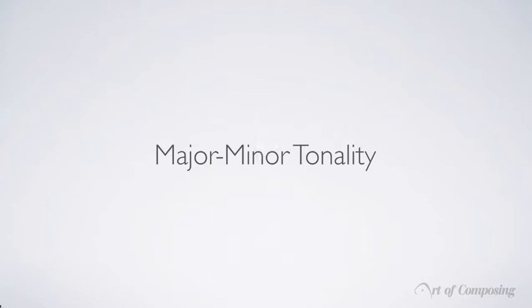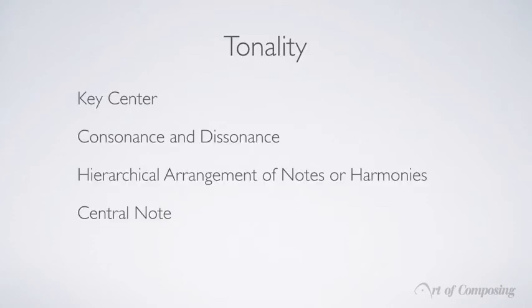So what is the major-minor system? Well, the major-minor system is basically a system of tonality. Now, when I say tonality, let's make sure you understand exactly what I mean. The characteristics of tonality are basically a key center, consonance and dissonance, and a hierarchical arrangement of notes or harmonies that lead to a central note.